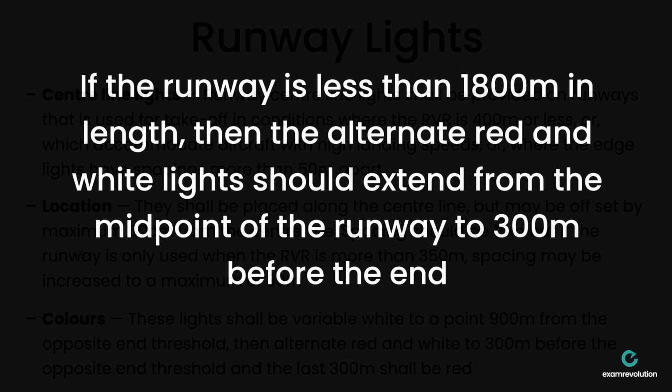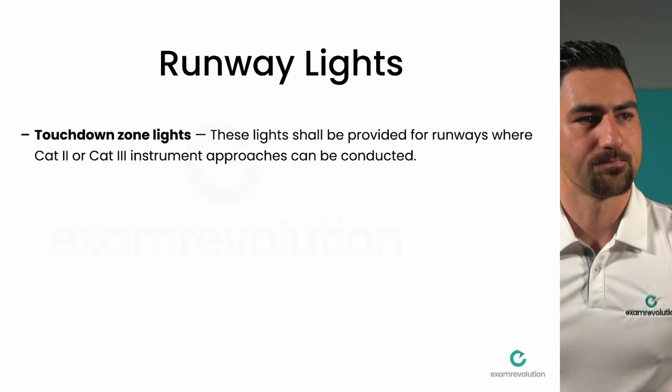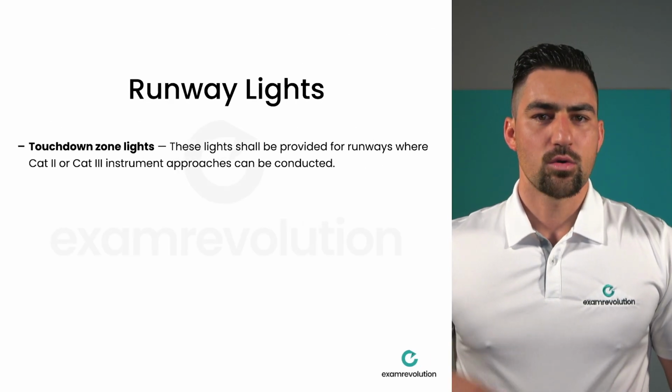Then if the runway is less than 1,800 meters in length, the alternate red and white lights should extend from the midpoint of the runway to 300 meters before the end, because then you can't have the last 900 meters of alternating red and white, right? Then you must just have it from the midpoint. That's if the runway is less than 1,800 meters. Then that was centerline lights.